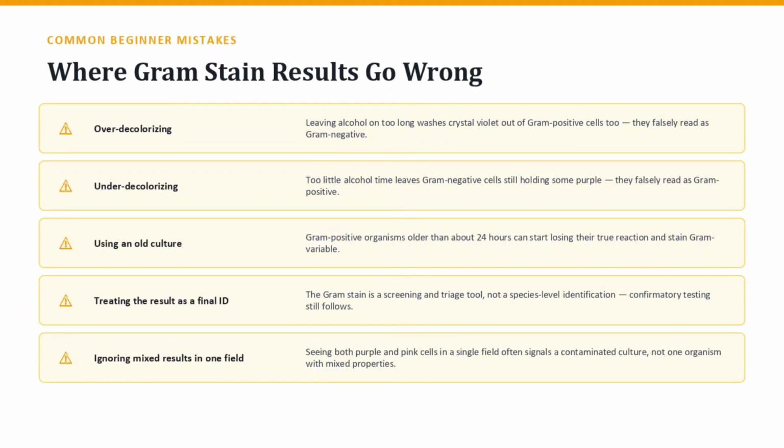The fourth mistake is treating the result as a final identification. The gram stain is a screening and triage tool. It is not a species-level identification on its own. Confirmatory testing still has to follow. And the fifth mistake is ignoring mixed results within a single field. Seeing both purple and pink cells together in one field very often signals a contaminated culture, not a single organism that happens to have mixed properties. Do not explain that away.